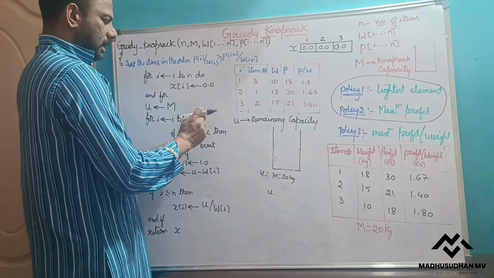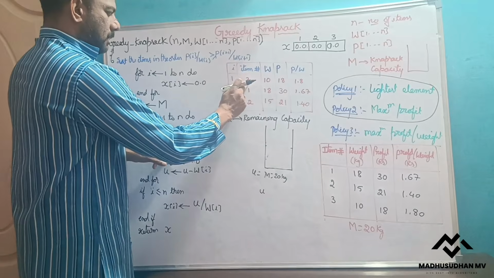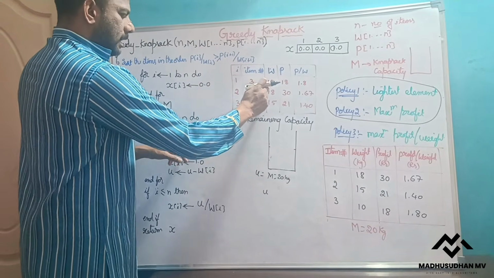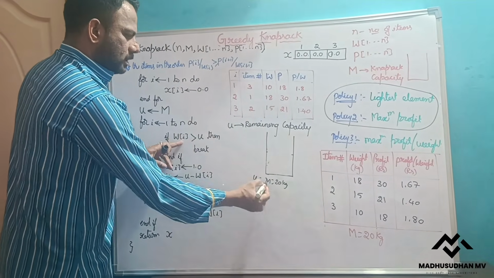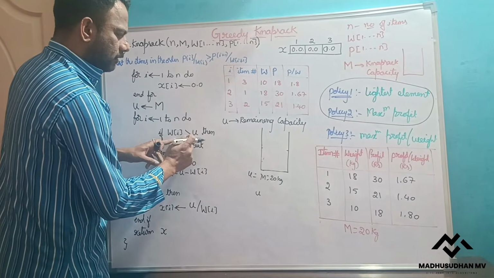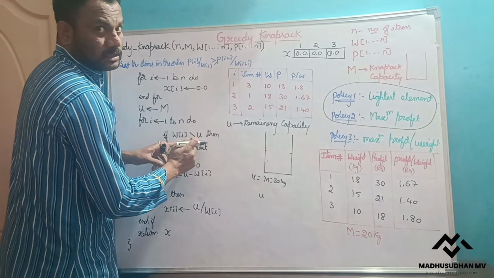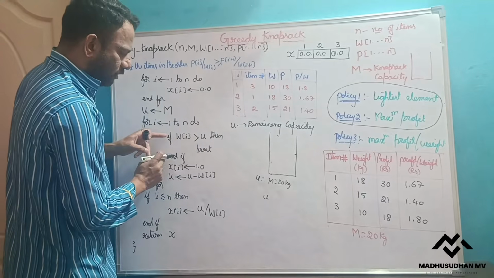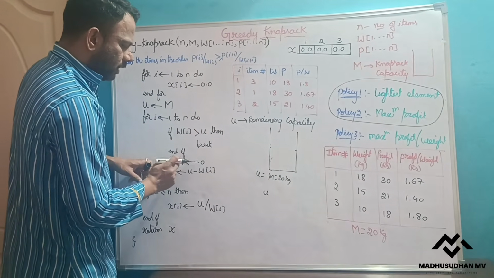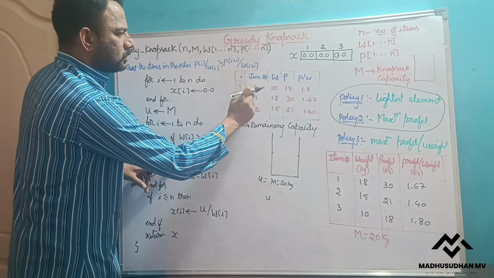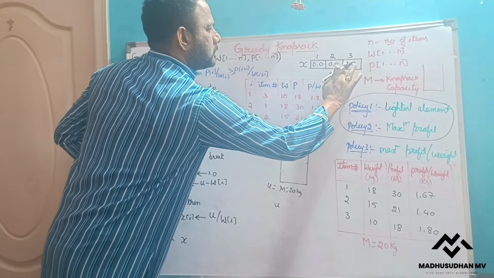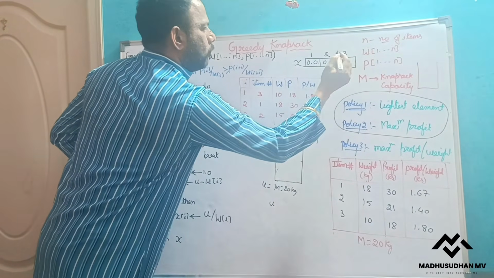Now the weight of that item is 10. Is 10 greater than 20? U is 20. 10 greater than 20, false. 10 is not greater, so it comes out of the if block. Now I am storing 1 into x of I. That means I is item number 3, so I am storing the complete item, 1.